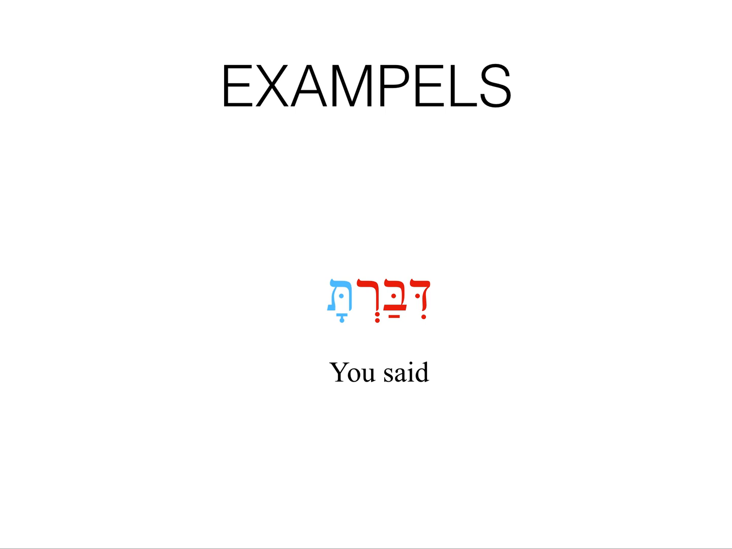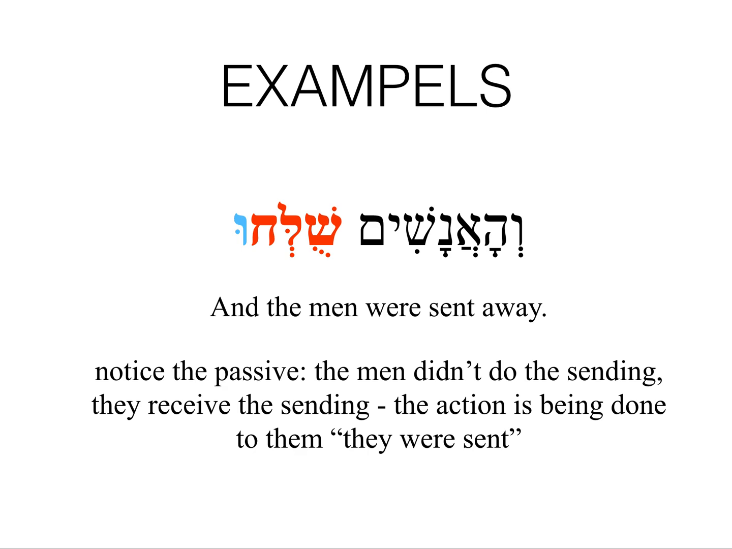Here are 3 examples. Dibarta. So you have davar. Those are your 3 letters, which means to speak. We have the ta, which tells us 2 things. First of all, it's a perfect. And second of all, it tells us the person. That's 2nd masculine singular. And then we look at the vowels. We have the E and the dagesh in the middle that tells us it's a pi'el, which is a simple active. So you said, past tense.